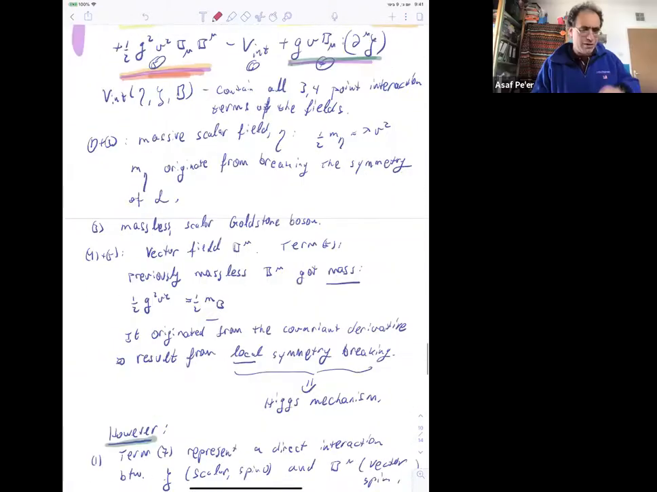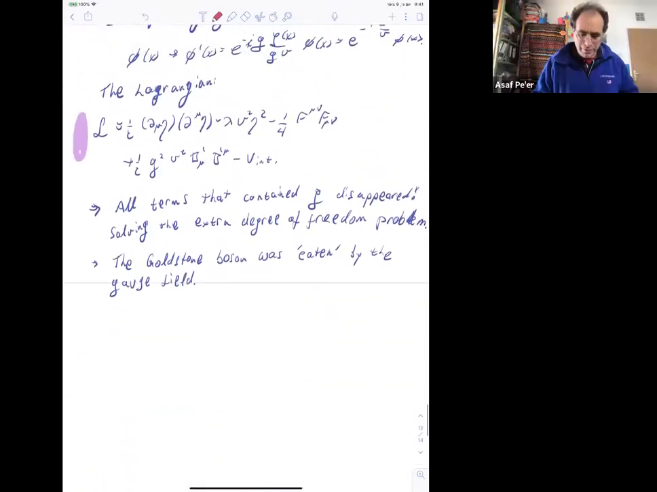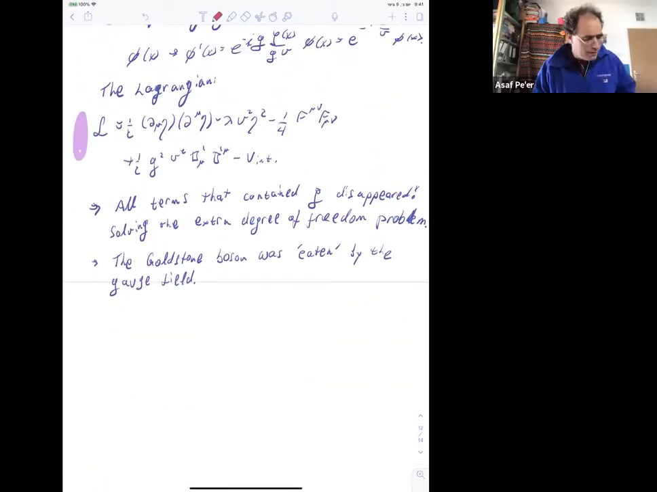But let me finish that. Since I'm running out of time, I have to finish so that we will be able to finish on Thursday. So the Goldstone boson was eaten by the field. It doesn't have any physical meaning.